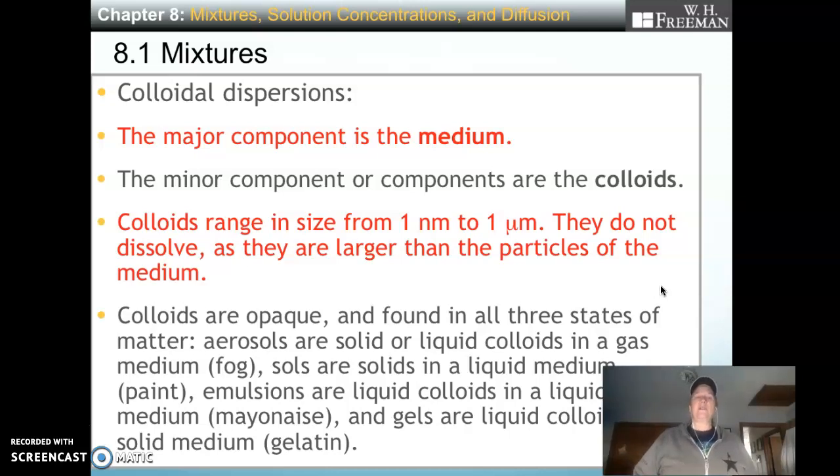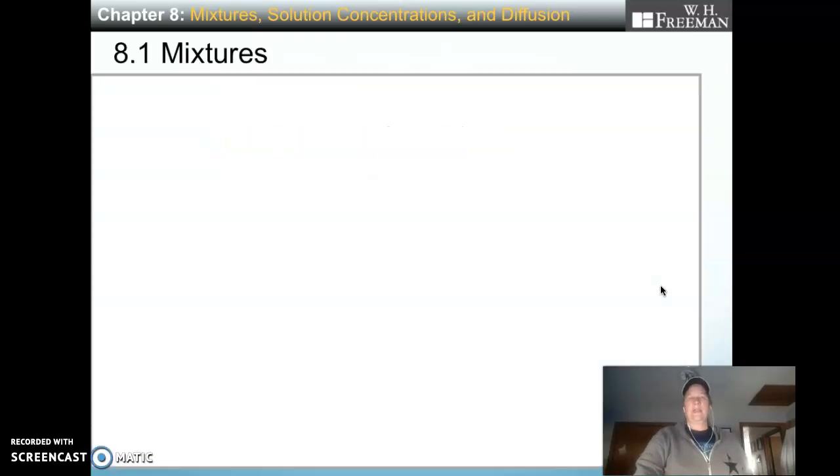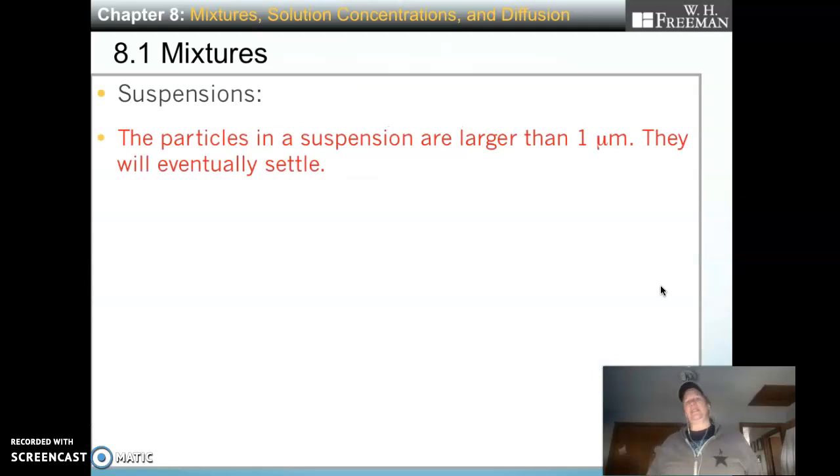So the big thing with colloids is they're in between a solution and a suspension, and their particles are big enough to reflect light. You might not necessarily see them, but they do stay in suspension. They don't settle out. A suspension is really easy. You have large particles and they eventually settle out.